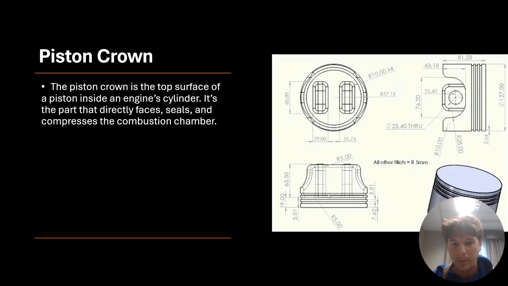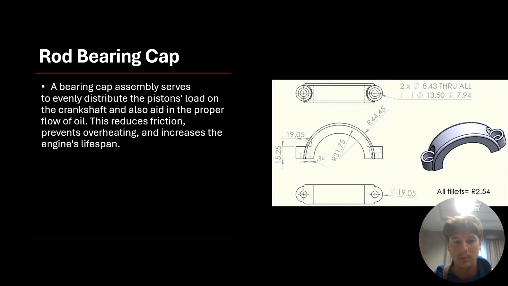First, we're going to get into the parts real quick. This is the piston crown. It's the head of the piston. It's what moves up and down throughout the cylinder. You can see I have all the dimensions out here for what was used in SolidWorks to find the dimensions. These three little rings up top are the oil bearings, which make the piston slide in and out. But here it says the piston crown is the top surface of the piston inside the engine cylinder. It's a part that directly faces, seals, and compresses the combustion chamber.